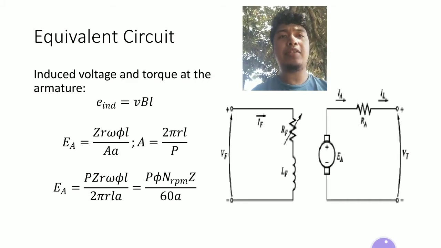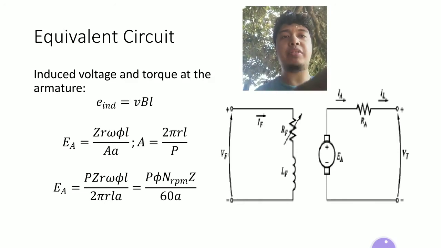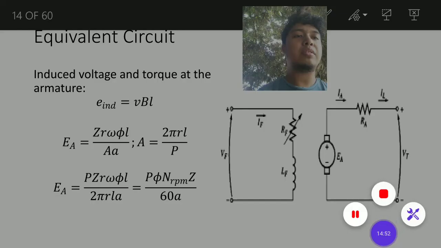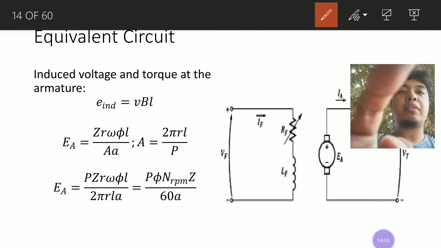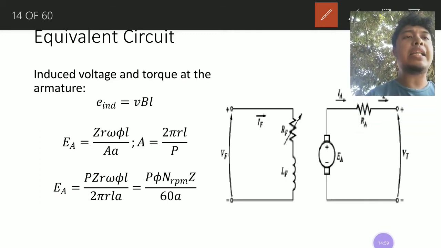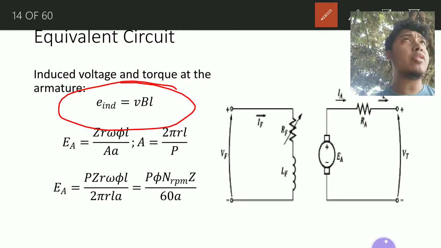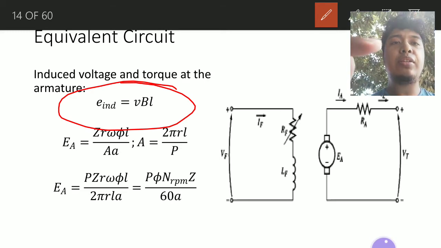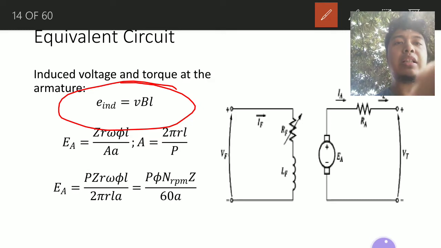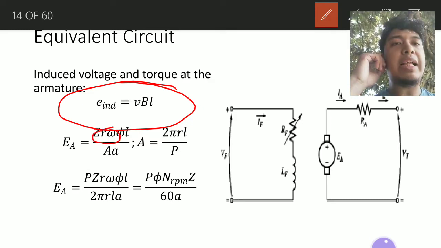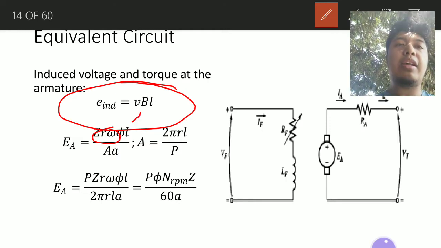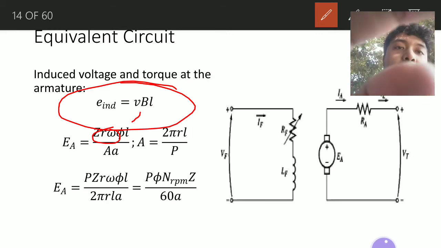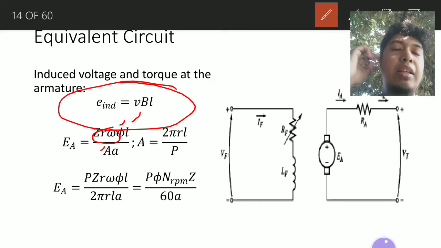Okay? So, here is the formula for EA. Basically, nanggaling lang siya dito sa iyong E-induced equals VBL. Now, if you look at the formula, you have the velocity na nandito sa R omega na to. You have the length. Okay, still, andyan pa rin yung length. And you have the magnetic field, phi and A.